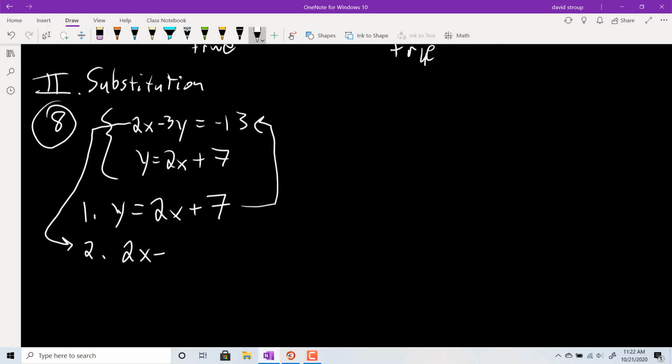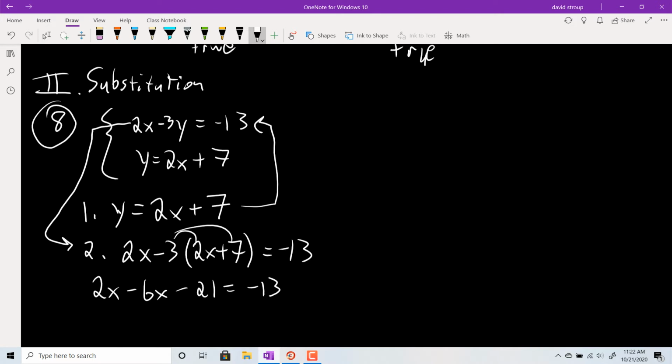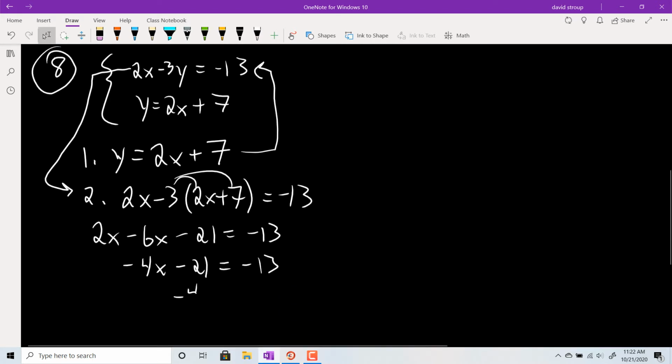So I'll have 2x minus 3 times y, which is 2x plus 7, equals negative 13. So I'll have 2x, I'm going to distribute here, minus 6x minus 21 equals negative 13. Combine like terms, so I have negative 4x minus 21 is negative 13. Move the 21 over. It's negative 4x equals 8. And x equals negative 2.